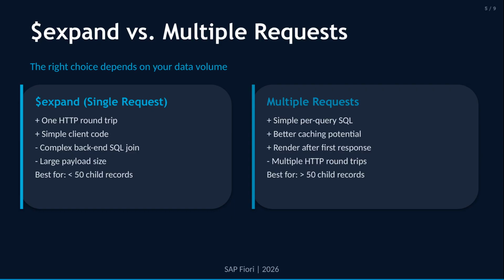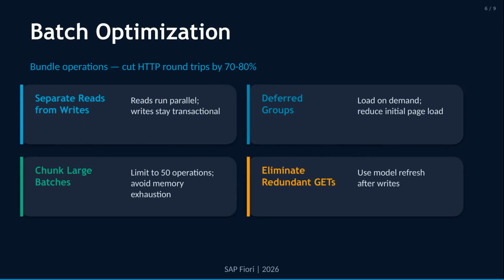The right choice depends on your data volume. For entities with fewer than 50 child records, expand is usually faster. Above that threshold, test both approaches and measure gateway response times before committing.